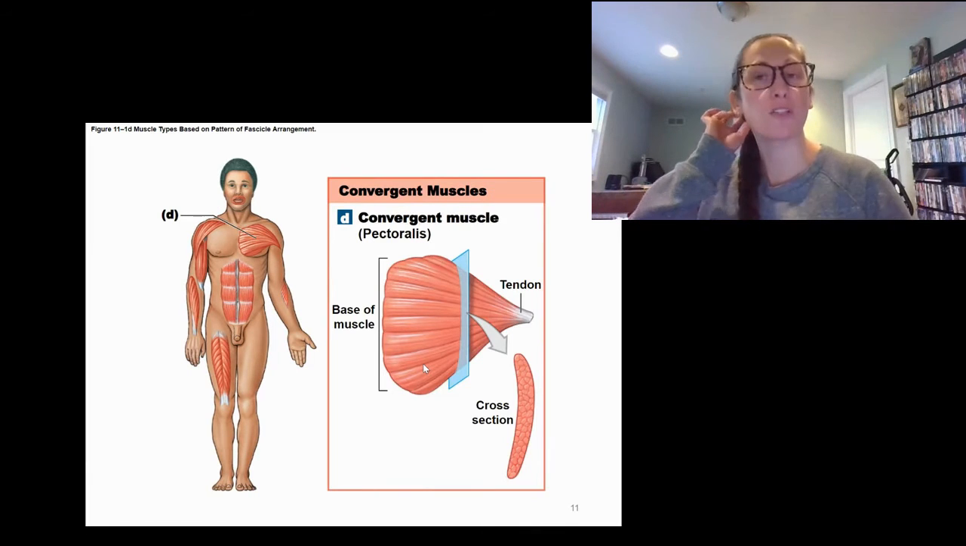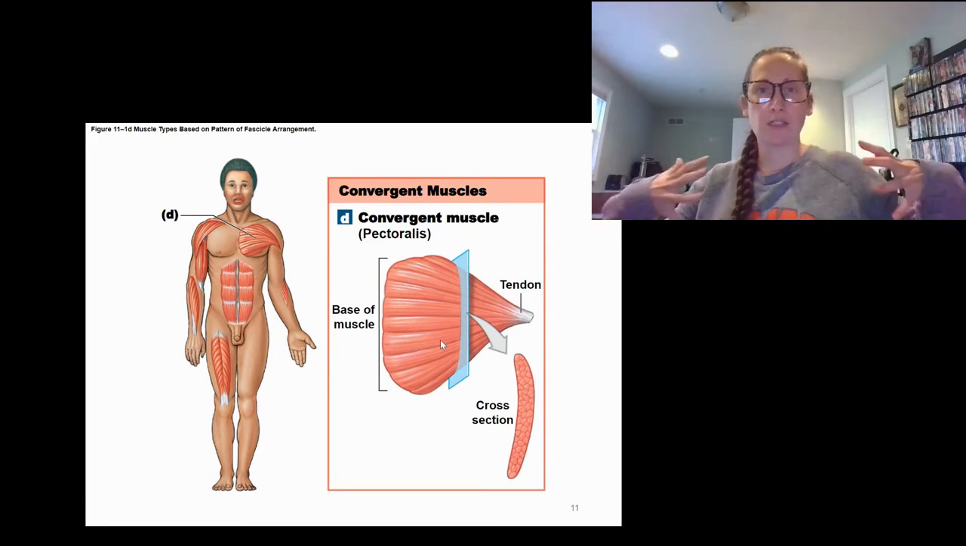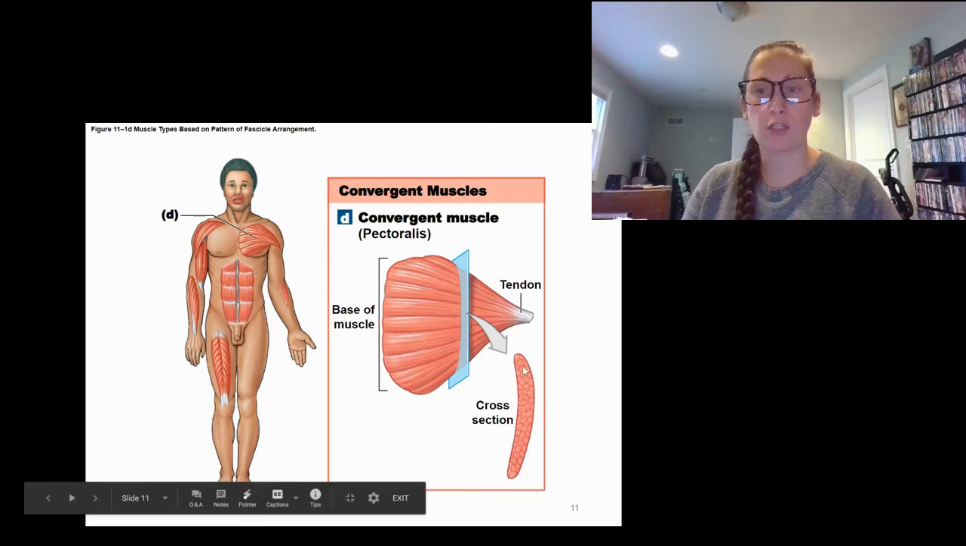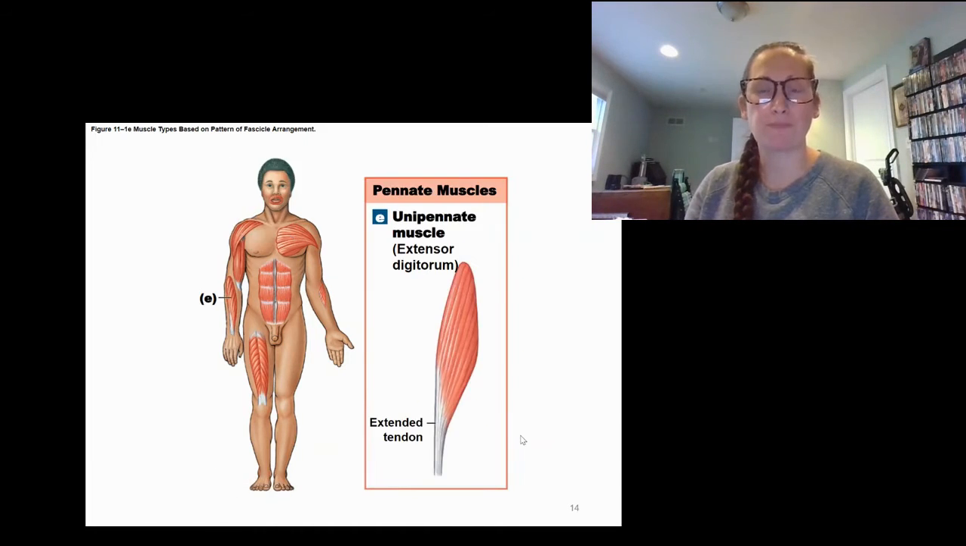The next type are called convergent muscles. And this example here is your pectoralis muscle, so that would be our chest muscles here, our anterior chest muscles. And you can see that there's a very wide base. Convergent muscles tend to look very fan-shaped, where you have this wide base, and then they all converge basically into a singular tendon here at the end. And again, you can take a look at the cross-section, looking at how those bundles of fibers are arranged. They're just packed in together, those fascicles are.